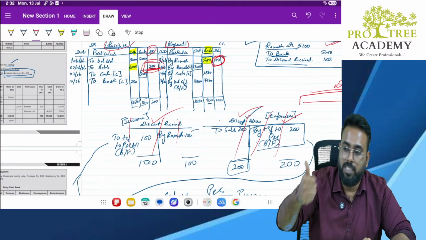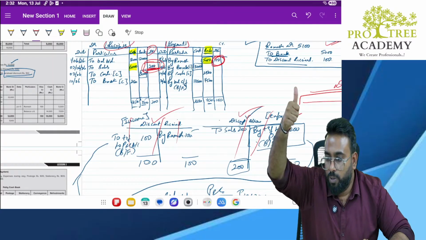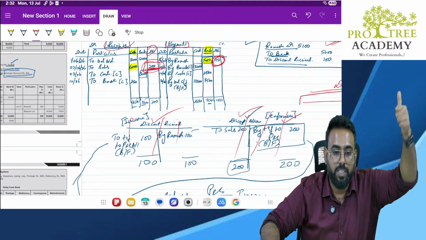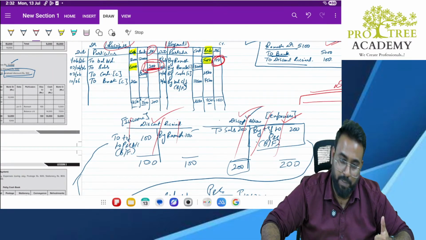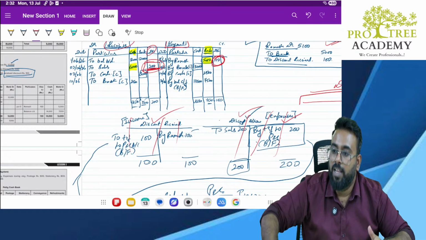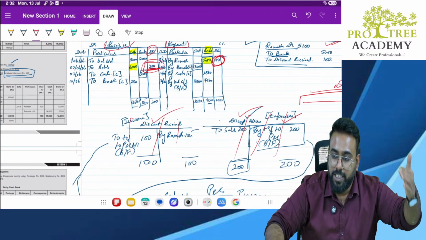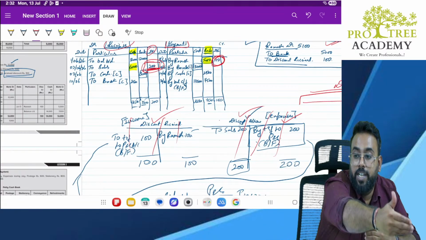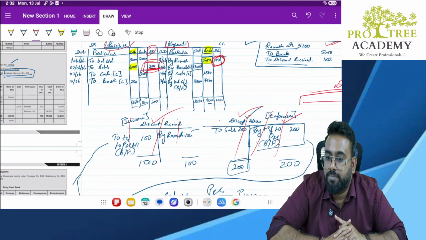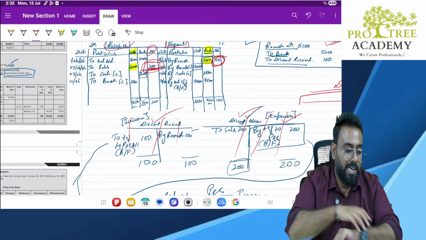So what is the next thumb rule? Immediately we understood. Discount on the payment side is our income. Discount on the receipt side is expenses. The logic behind that is simple. When we make the payment, we receive the discount. When we receive the money, we allow the discount. Everybody? Yes? Am I clear? Okay.